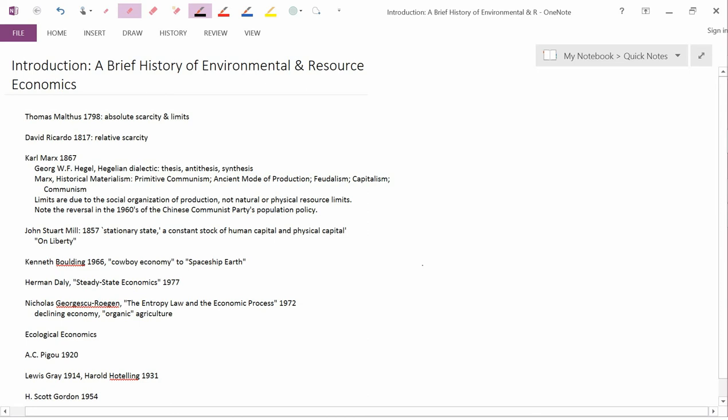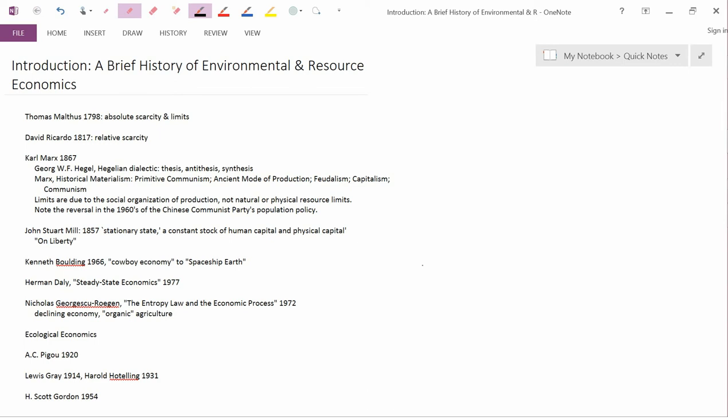Your textbook just entitles the introduction, but I've added here a brief history of environmental and resource economics to describe what the introduction really does. Many of the authors that we're going to talk about we've discussed before, but here you can see them in one group, and it's easier to get an idea of the historical development of the field.